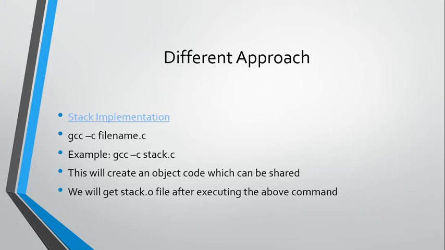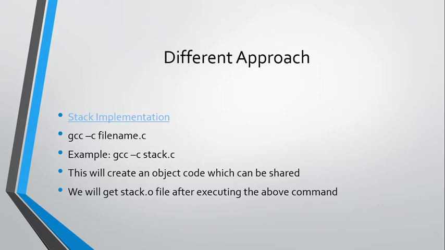Normally after compilation, we get an executable code, but here we will get an object code. That object code can be shared. So what we will get is a stack.o file. It's an object file. This file can be shared. So how to share? The first step is I separated the main part, deleted it, and compiled the remaining part. What I get is an object code with extension .o. This object code can be shared with other programs.